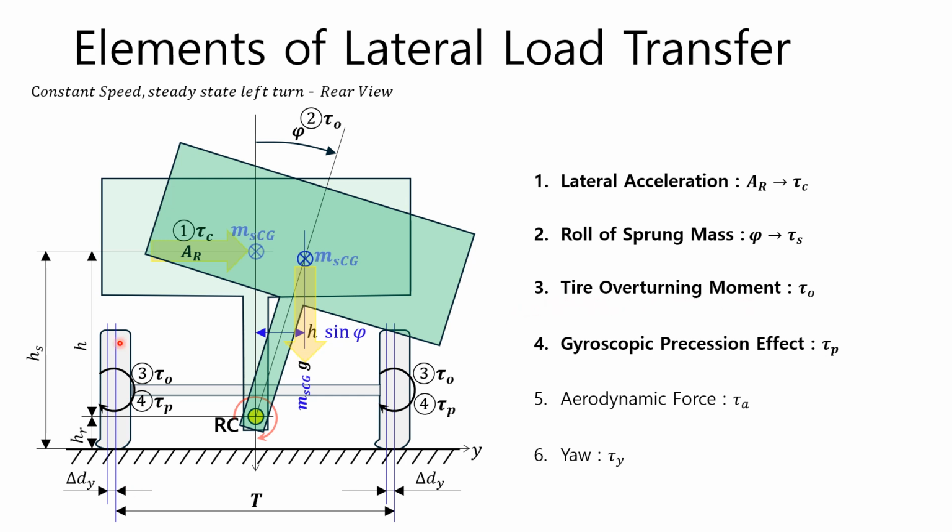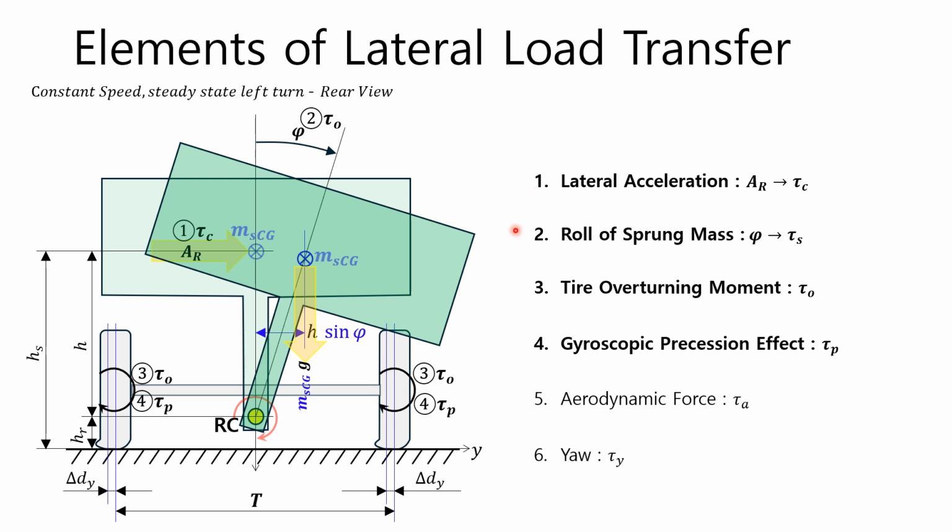Next, when the vehicle turns, the direction of angular momentum of all rotating parts continues to change, and this state continues throughout the turn, so a gyroscopic effect occurs, causing another overturning torque due to precession to be applied to all wheels and increases the outward load transfer. In this video, I will explain the four effects above.